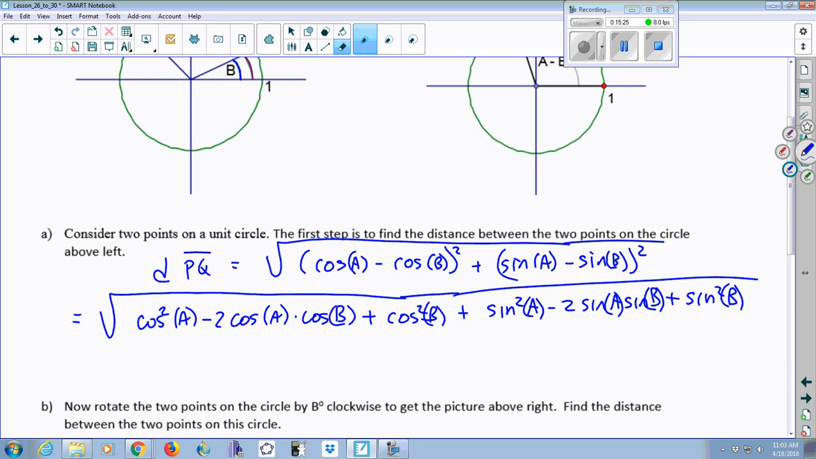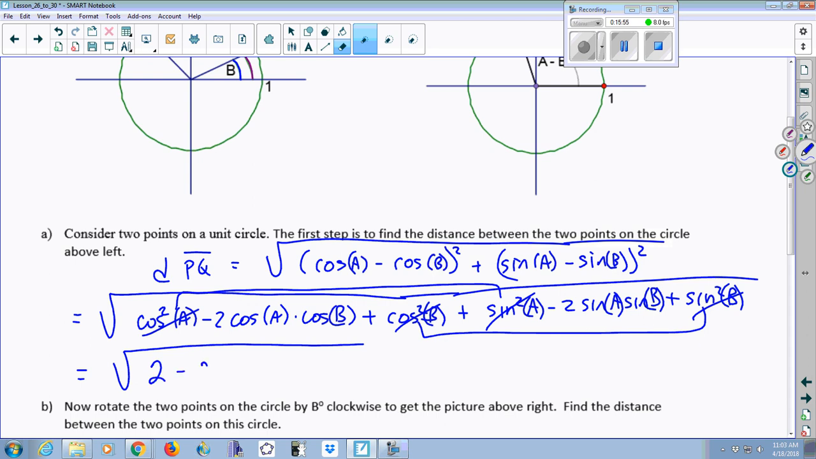Now we want to simplify this. Our Pythagorean identity is going to come up over and over again in every part of this trig chapter. Cosine squared A and sine squared A gives me 1. And guess what? I have another cosine squared B and another sine squared B. So those two pairs become 1 and 1. Woohoo! So we get 2 minus 2 cosine of A, cosine of B, minus 2 sine A times sine B. All right, we're done with that.